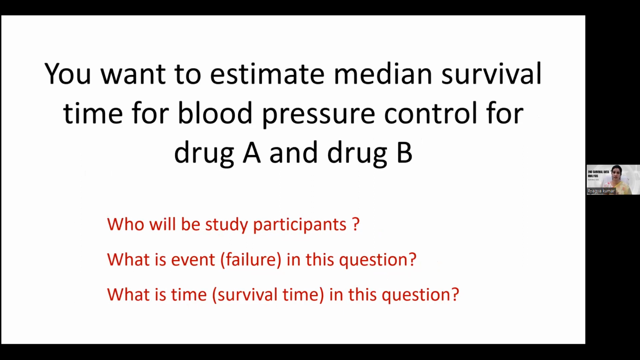Now, the third question: you want to estimate the median survival time for blood pressure control for drug A and drug B. In this case, who will be the study participant? What is the event or the failure in this question? Hypertensives, yes. What will be the event? So don't go by this word failure. If it is a positive thing, then by definition we still call it a failure. So this event is like those who achieve control. Yes, control in hypertension will be the event.